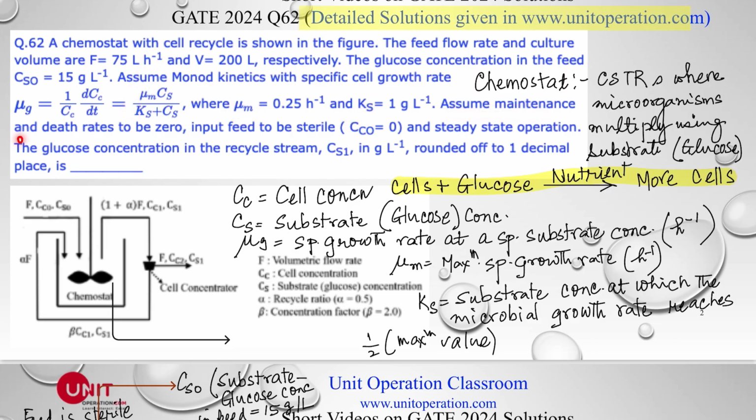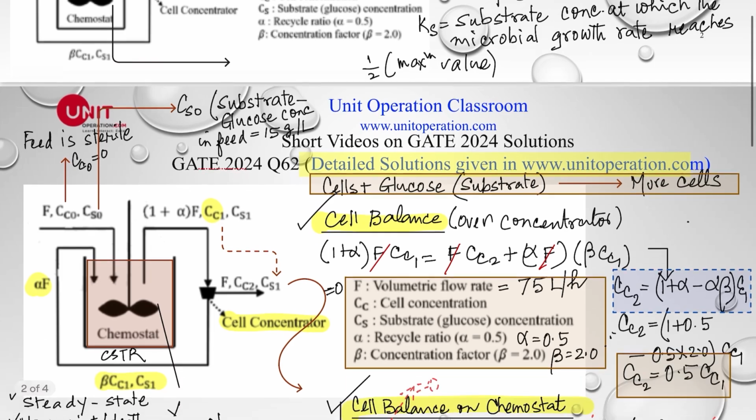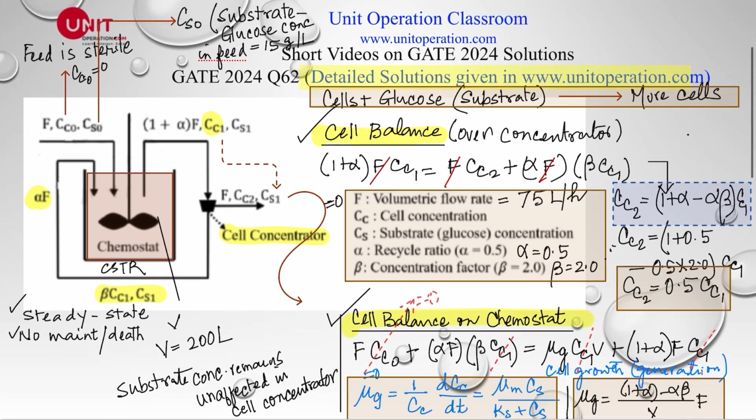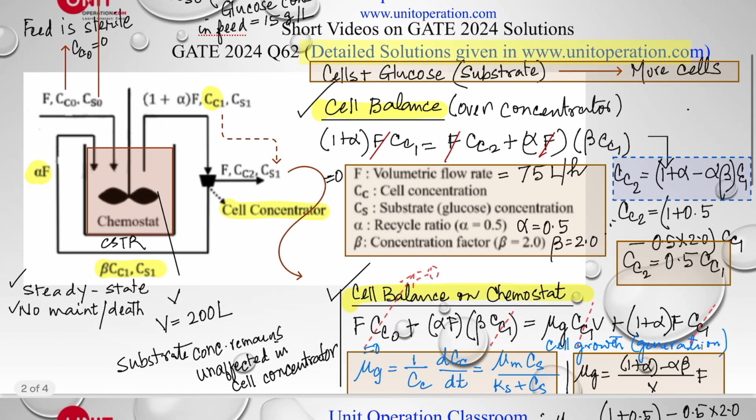Assume maintenance and death rates to be zero. Input feed to be sterile, so there is no cell coming in from the feed stream, and at steady state operation, the glucose concentration in the recycle stream, which is here and here, we have to calculate that. Few problems of this type have already been discussed in Fogler, so you can look into it.